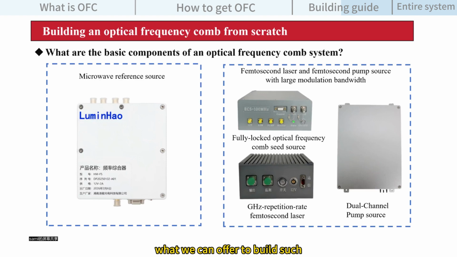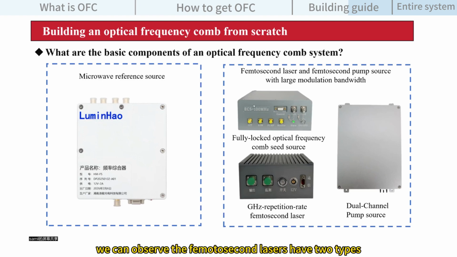What we can offer to build such an optical frequency system: we can offer the microwave reference source, which can generate from 0 to 400 megahertz, or 100 megahertz to 6 gigahertz. Second, we can offer femtosecond lasers and the femtosecond pump source with large modulation bandwidth.